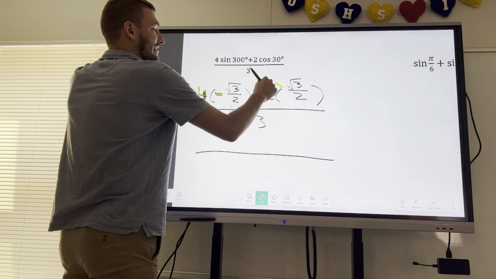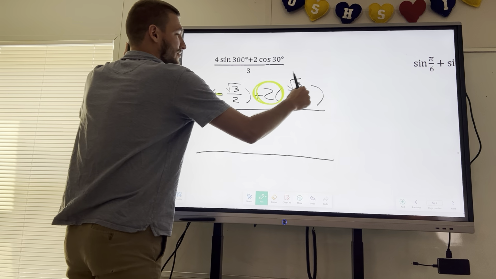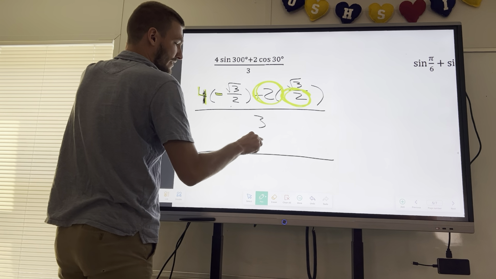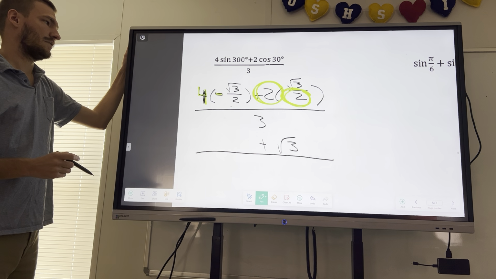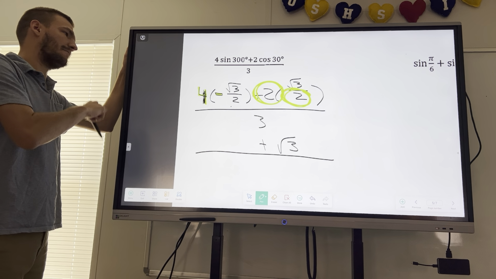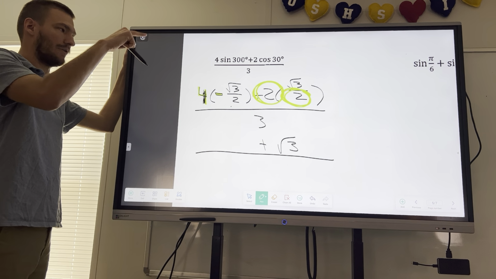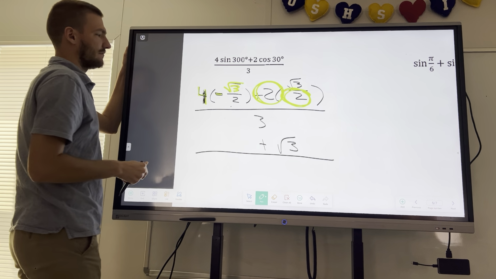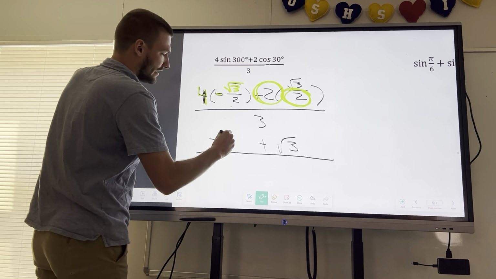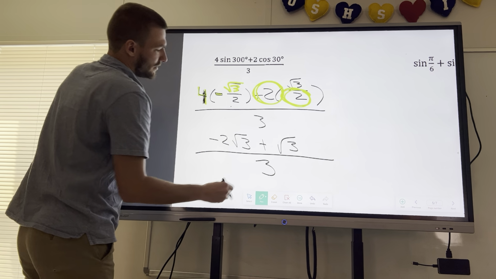I'm going to see that this second term here is a times 2 divided by 2. So this second term is just a square root 3. What would the first term be? 4 times negative 3 square root of 2 over 2. Don't worry about the square root of 3. Worry about the other stuff. Negative 2 square root. Nice job. Negative 2 square root of 3 over 3.